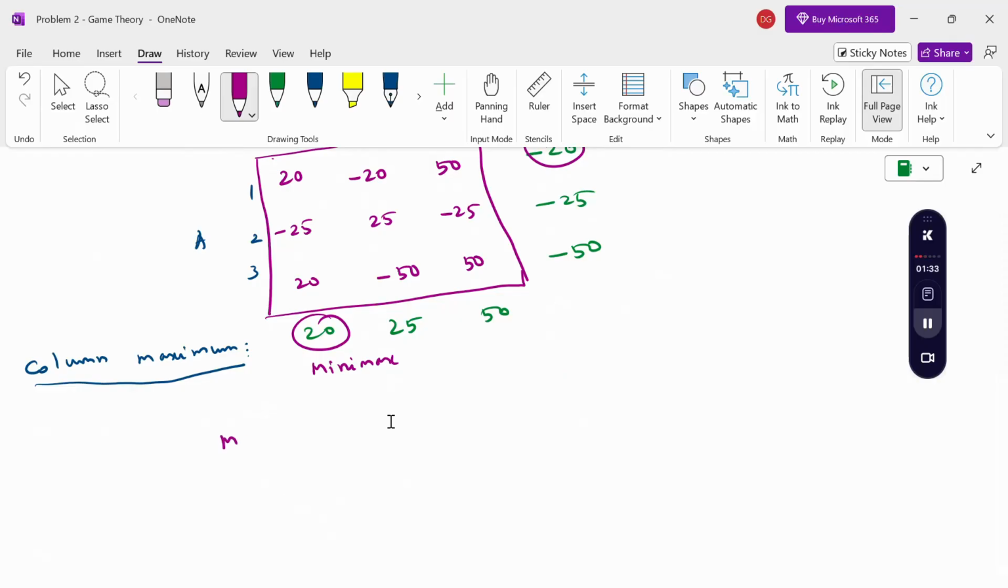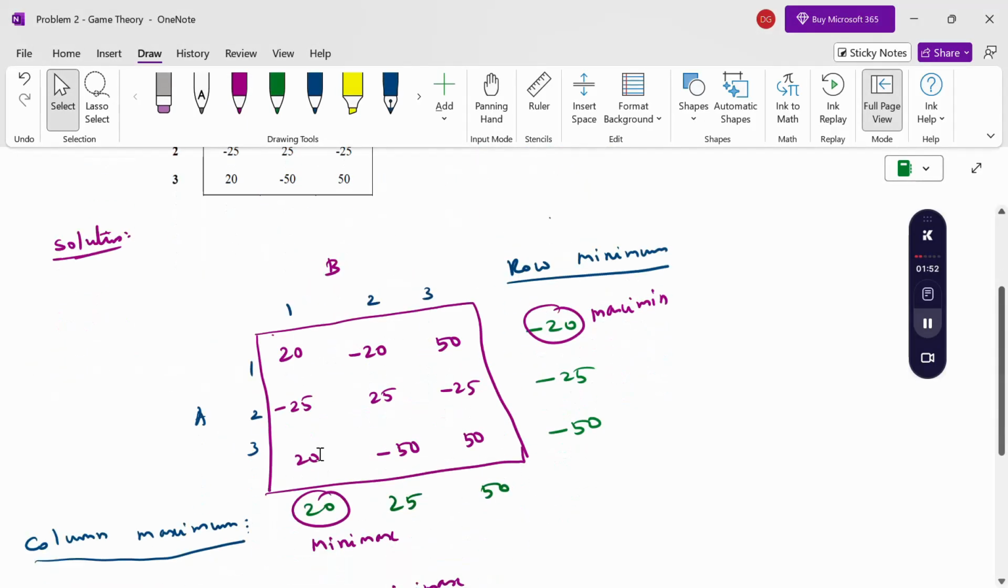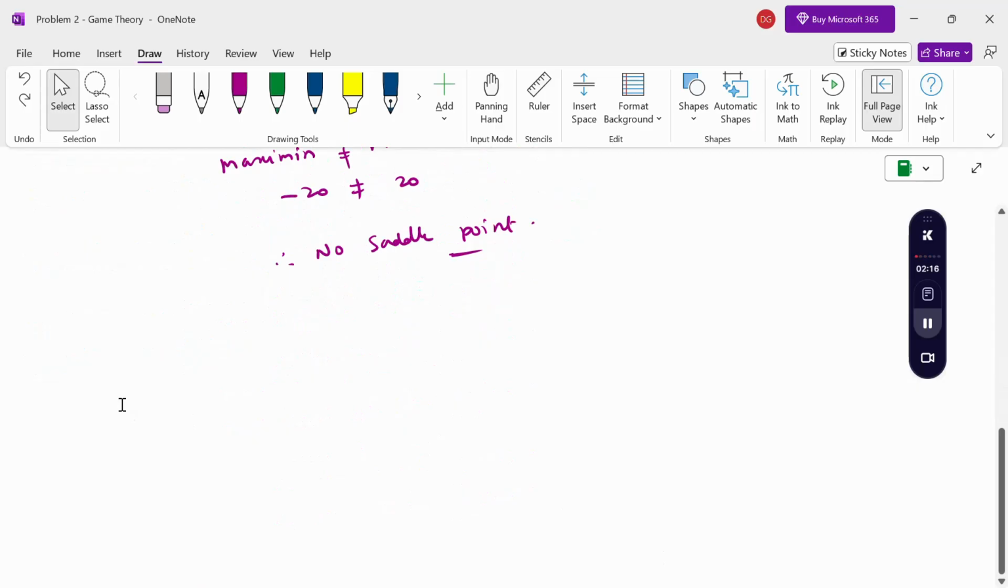Therefore, the maximin and minimax values, minus 20 and 20, are not equal. Therefore, there is no saddle point. When the game is 2x2, we apply the mixed strategy to find the value of the game. But here it is a 3x3, so the 3x3 is reduced to 2x2 using the dominance property, and then we solve the problem.